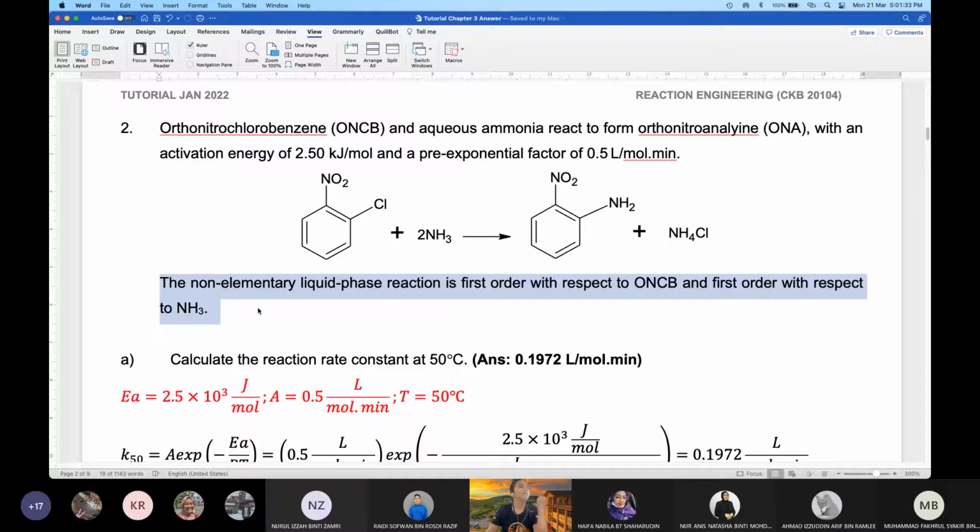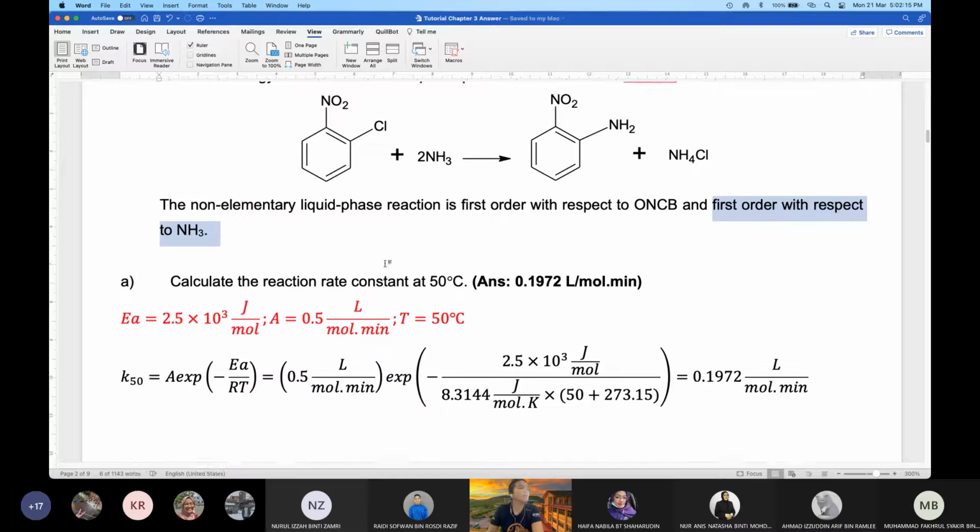So that's why the information on the order is given in the question. Because it no longer follows the chemical equation, we would not know. So the information must be provided to you. Here they say first order with respect to ONCB. ONCB is your A, so it means first order with respect to A, and first order with respect to ammonia. Ammonia is your B. So first order with respect to A, first order with respect to B. You can see it is not the same as the chemical equation. The chemical equation has first order with A, second order with B. But because it is non-elementary, it no longer follows. That's why the information is given to you: first order A, first order B. So you have to remember that part.